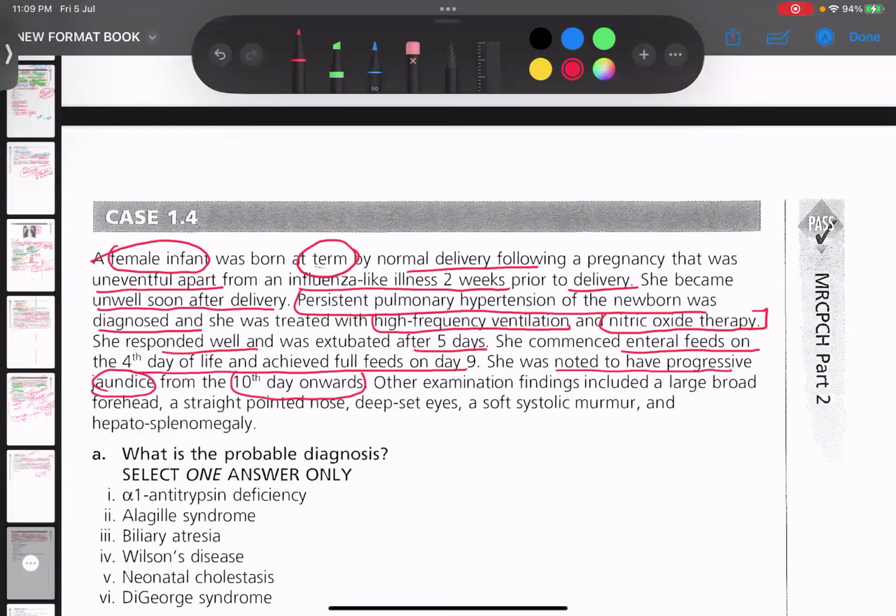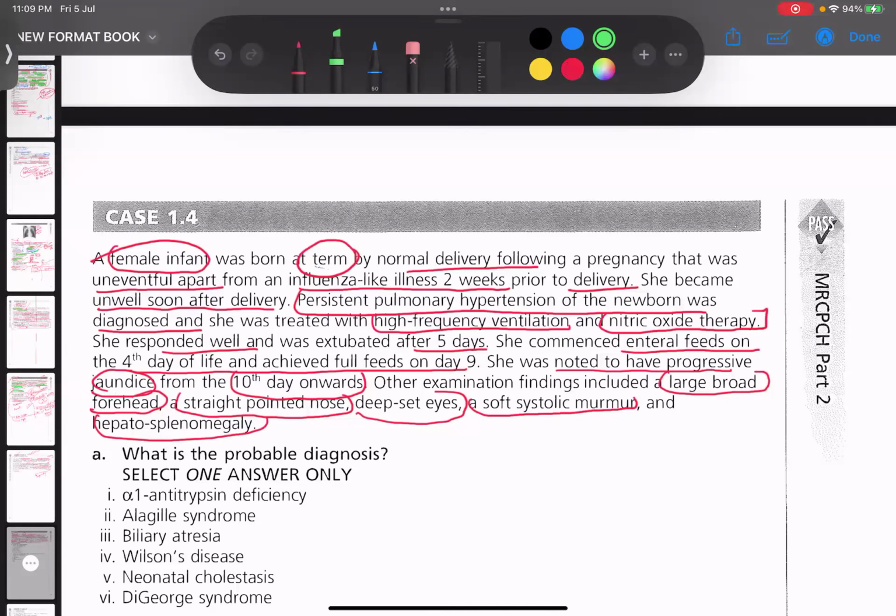On examination, include a large broad forehead. Please listen to this carefully. Large broad forehead, a straight pointed nose, deep set eyes, a soft systolic murmur, and hepatosplenomegaly. Okay, now I'll highlight the important points.